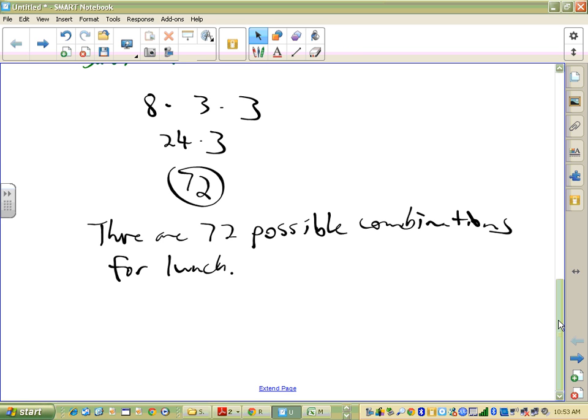Okay. Is everyone okay with that first example, that first problem? Any questions, comments, concerns, short debates about that?